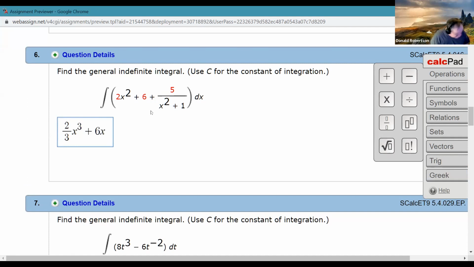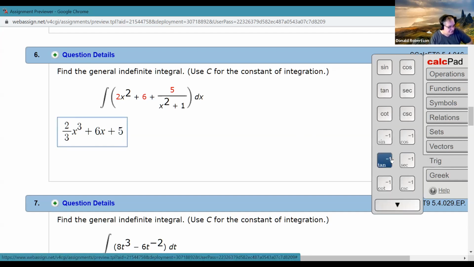Then you get 6x. Now, if you try and type in 5 inverse tan, you'd probably go 5, tan, minus 1, x, or something like that. And WebAssign just gets confused. What you want to do then is try and write inverse tan. So if I go over here to the trig, do you see there's a button for it? Inverse tan of x. So you need to find the button for it. Oh, and by the way, I think it's a capital C. You need to find a button for it.